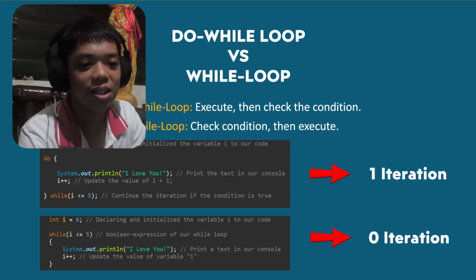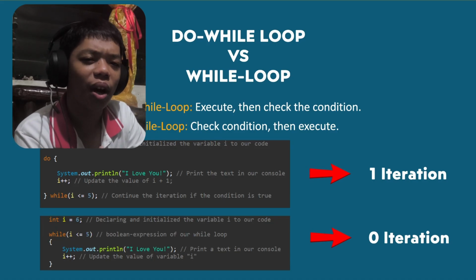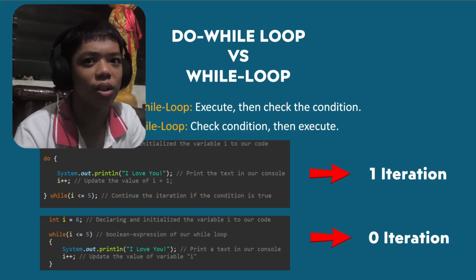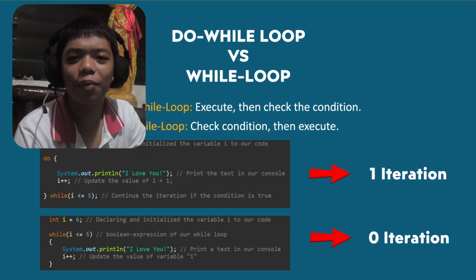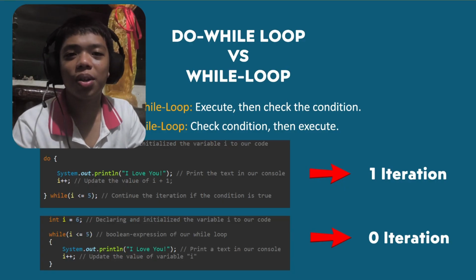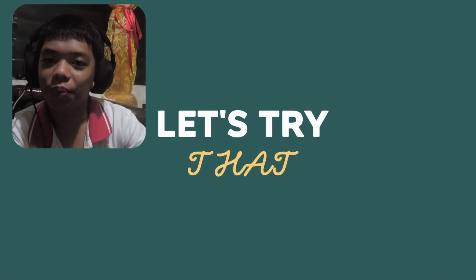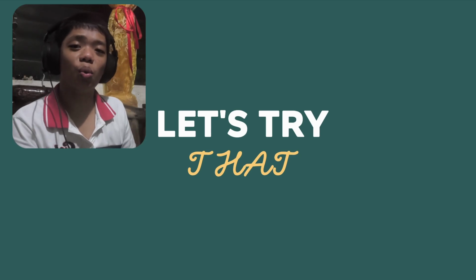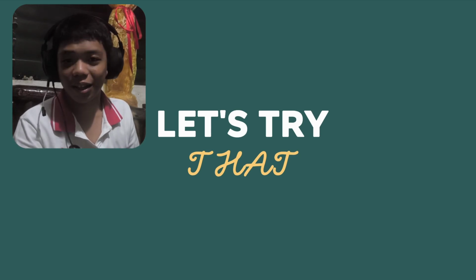So if we have this type of code, that means the do while loop will have one iteration, or their first iteration. Meanwhile, with the while loop, it will have no iteration because it already checks if the condition is true. So, since we've talked about the do while loop, let's try and test it in real code with Eclipse.